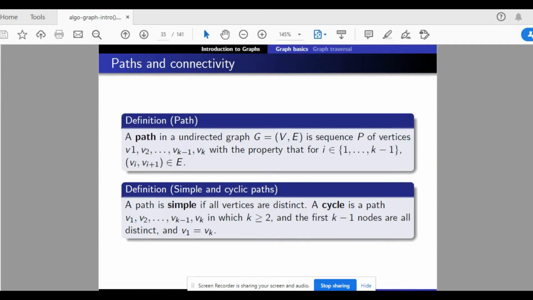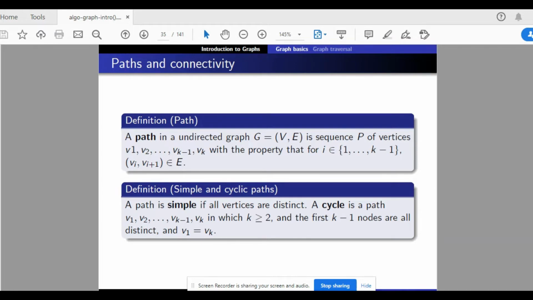Now let's discuss path in this particular video. So path is basically a method of traveling or moving around in a graph. It is represented using the notation P, which refers to a sequence of vertices that we go through while traveling or moving around in the graph.